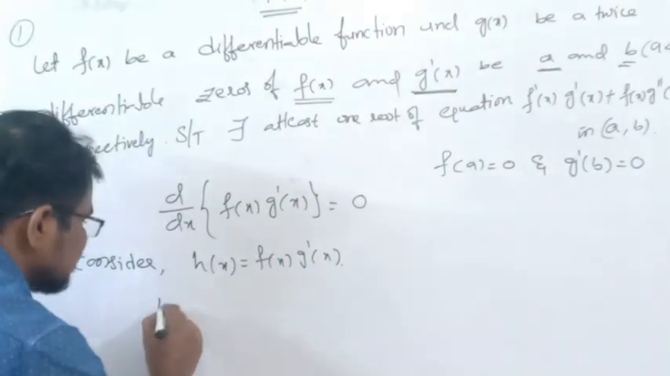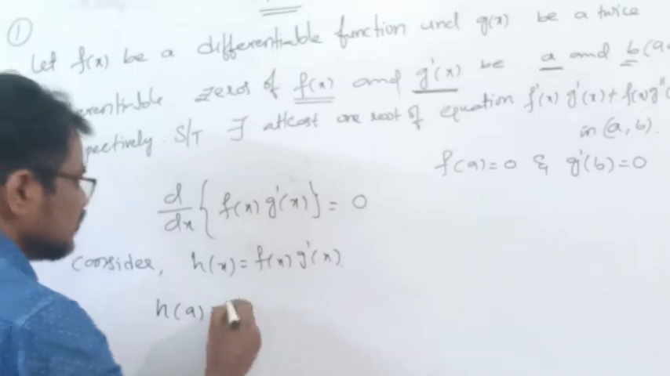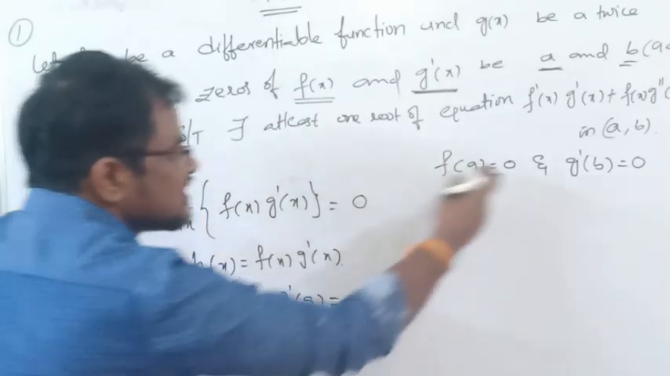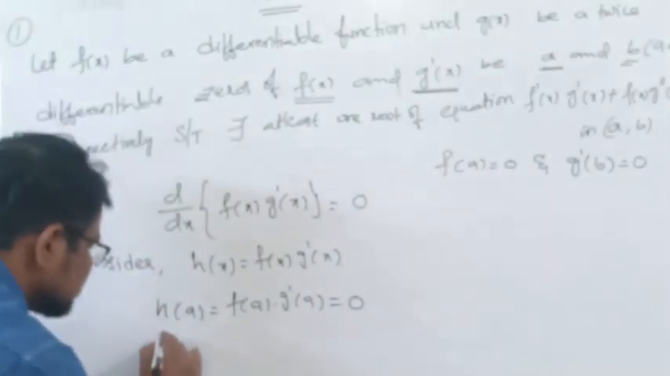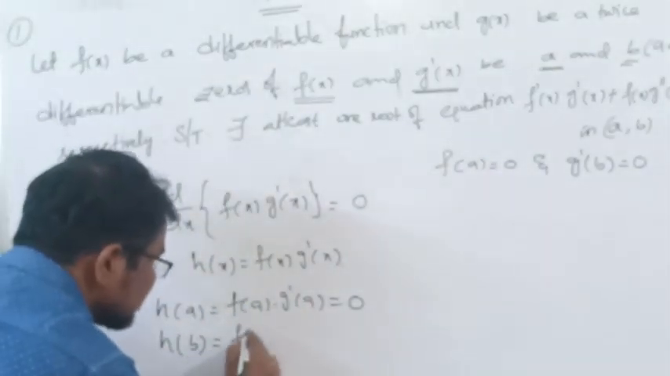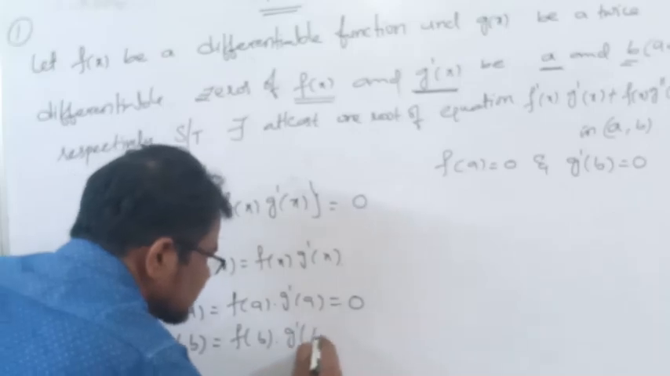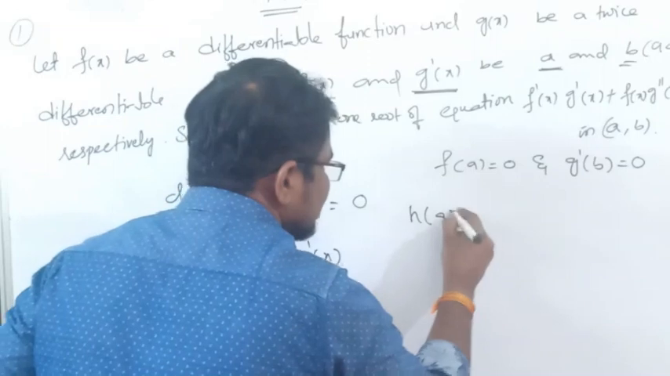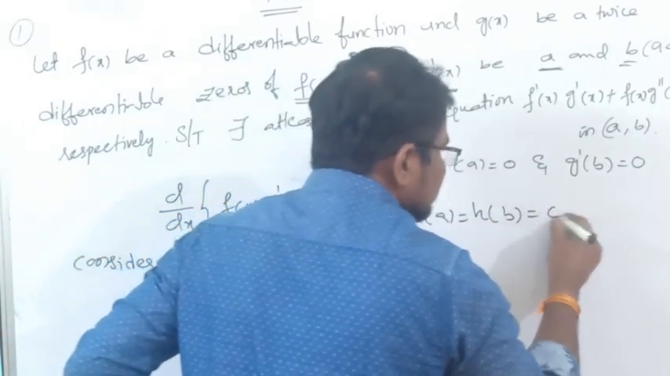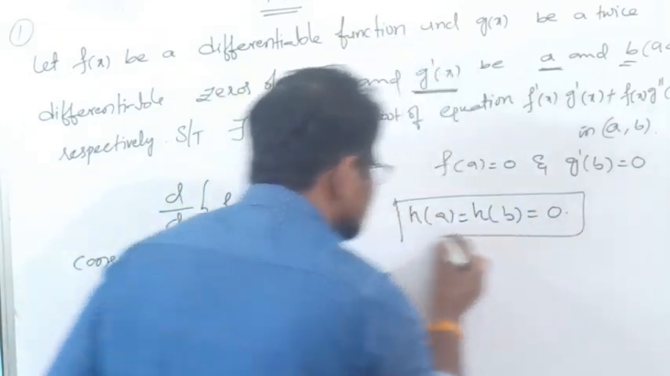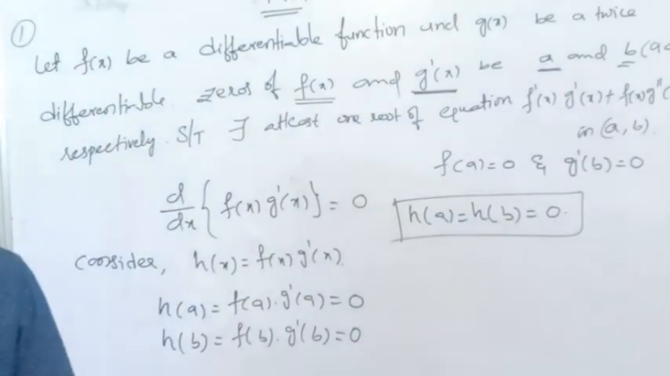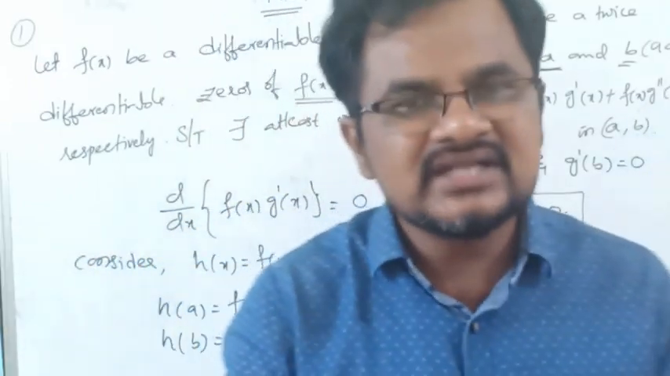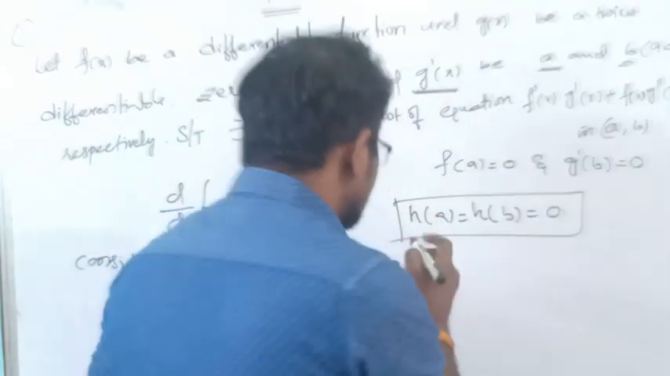What is that? h of a equal to f of a into g dash of a, that is equal to 0, since f of a is already 0. Next h of b. H of b is f of b into g dash of b. Now g dash of b is 0, so h of a equal to h of b equal to 0, which means the third condition of Rolle's theorem is also satisfied.